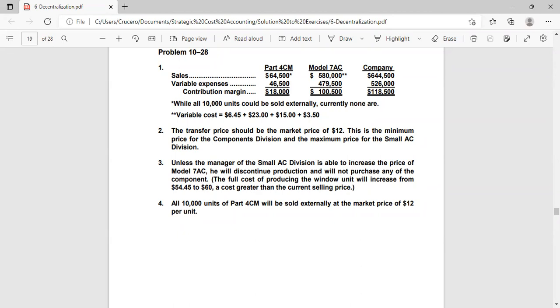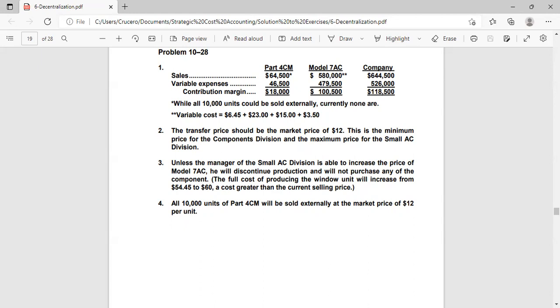Then in requirement number 2, suppose that Cynthia Busby abolishes the current transfer pricing policy and gives divisions autonomy in setting transfer prices. Can you predict what transfer price the manager of the components division will set, and what should be the minimum transfer price for this part? So we have now the transfer price could be the market price that's equal to 12, being the minimum price for the components division and the maximum price for the small AC division.